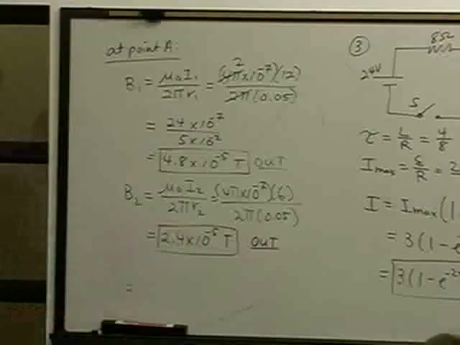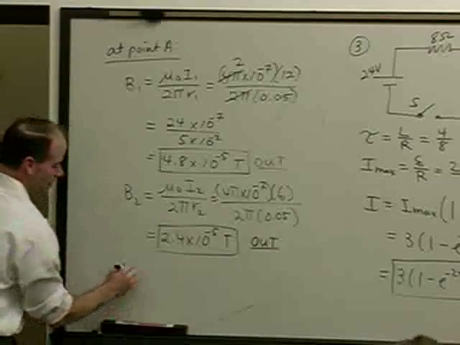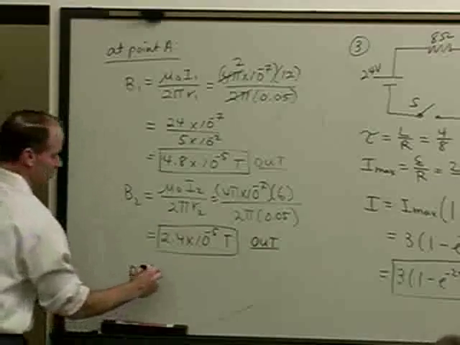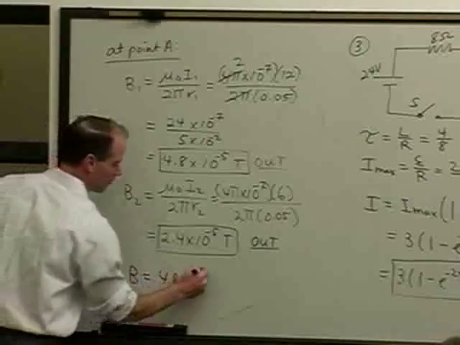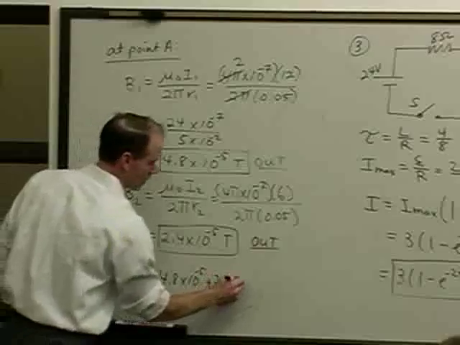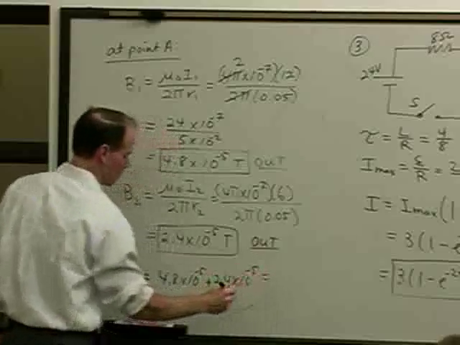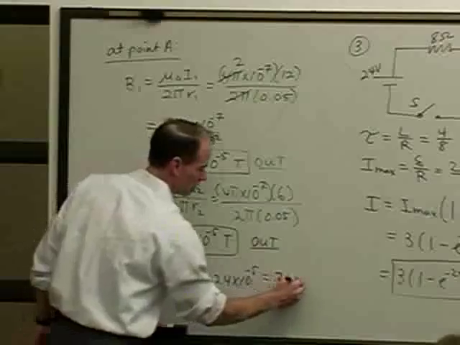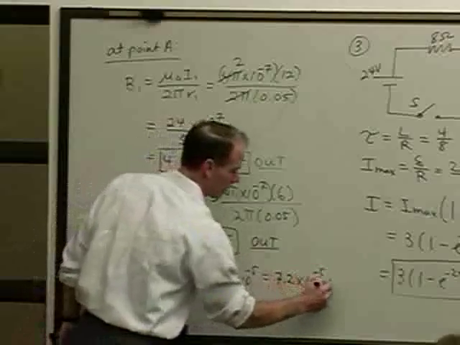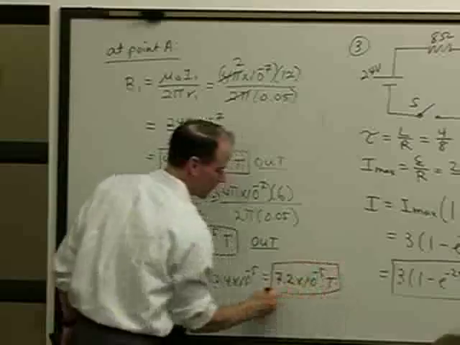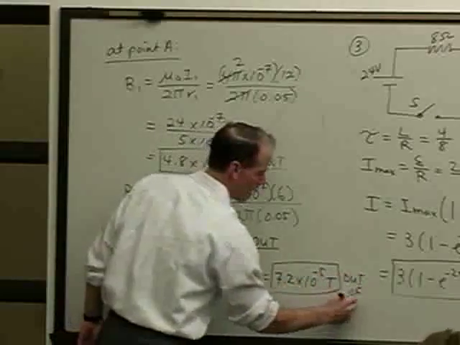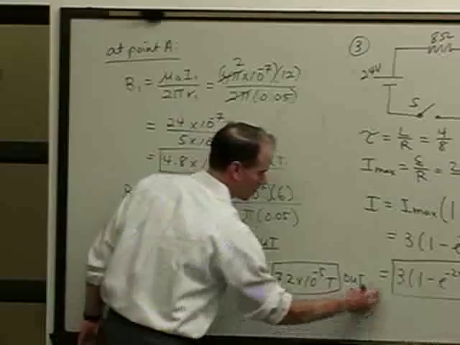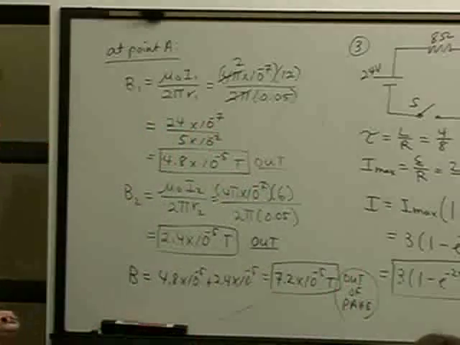So both of those are in the same direction. So our total field is going to be 4.8 times 10 minus 5 plus 2.4 times 10 minus 5, or 7.2 times 10 minus 5 Tesla, out of the page, at 0.8.